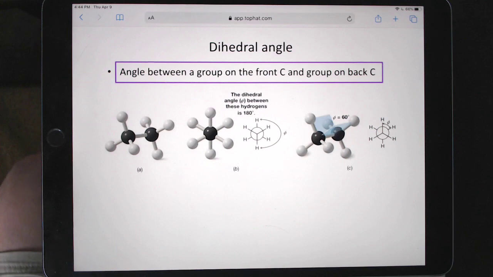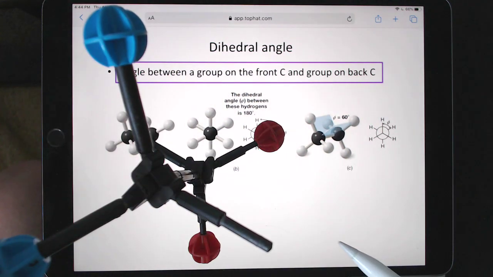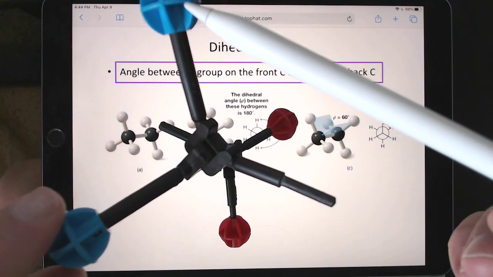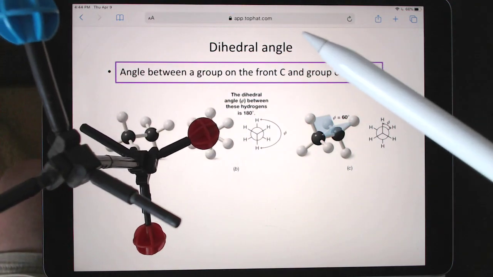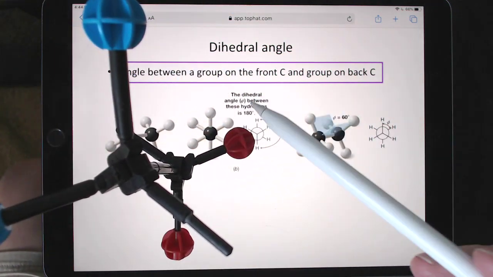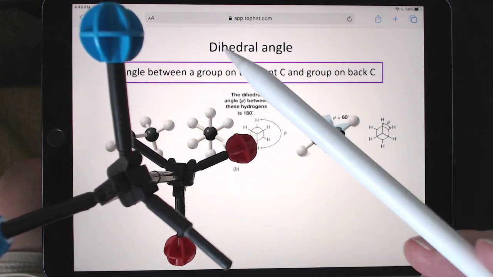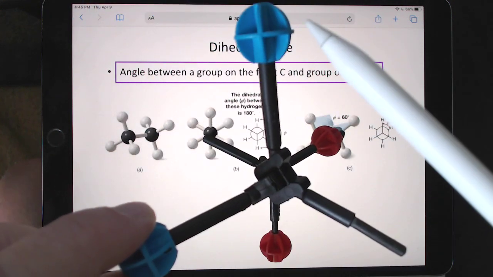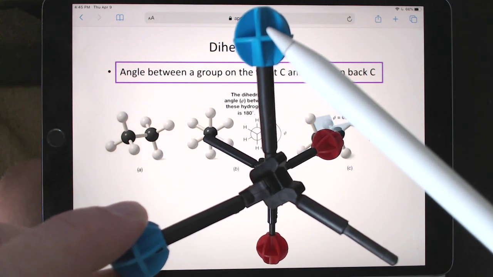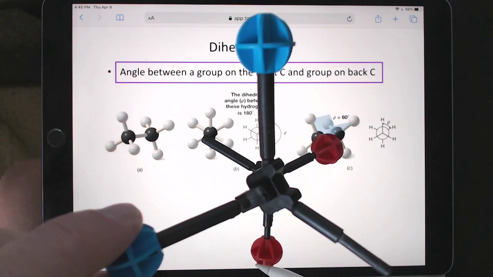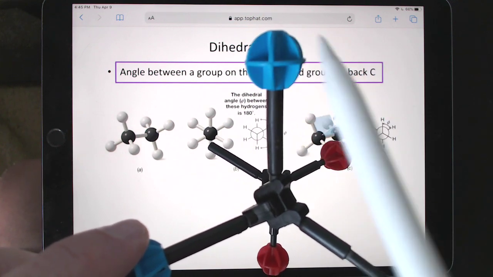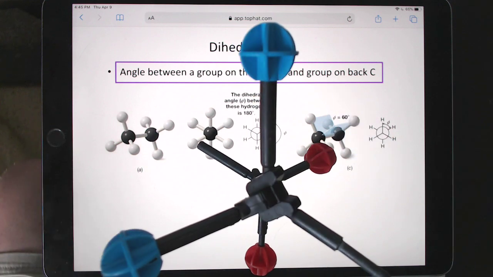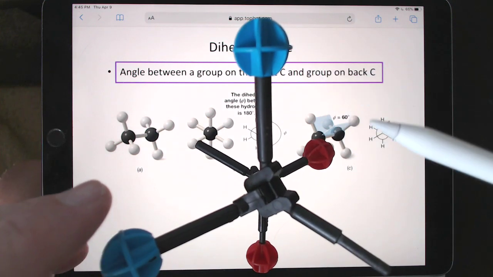Now, just understand what a dihedral angle is. We're talking about the angle between one of the things on the front carbon and one of the things on the back carbon. So this one right here, from this one to the one in the back, would be 60 degrees. The other one you can talk about is from here to here, and that's 180 degrees. We're not talking about two things on the same carbon, because that's always going to be basically 120 degrees. We're talking about one in the front, one in the back.